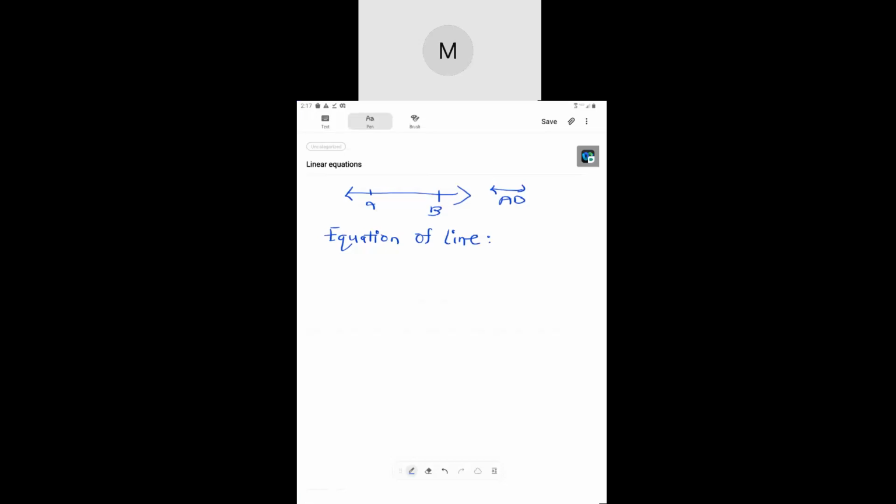So what's the equation of a line? It's y equals mx plus b. A lot of variables. For people who don't know, variables are essentially numbers, but we don't know the value of them. They could be any values. So y equals mx plus b is the equation. Here m is the slope and b is the y-intercept.